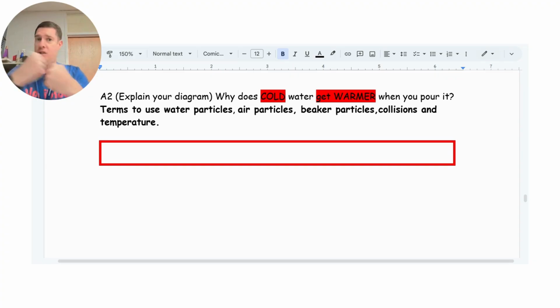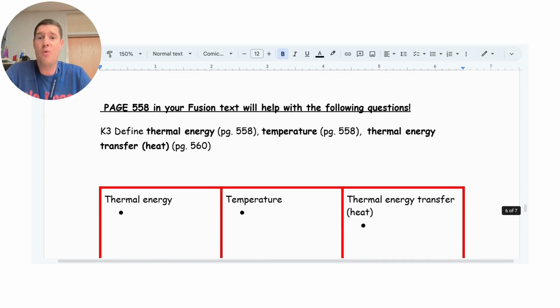So it's still about collisions. Energy is transferred when two objects collide, and the one that has more energy transfers to the one that has less energy. That's essentially how it all works.